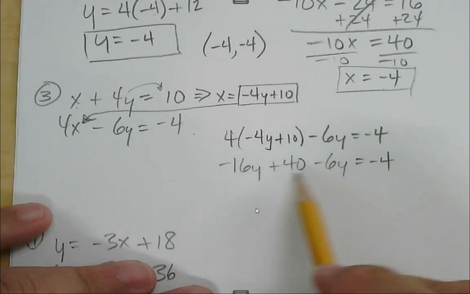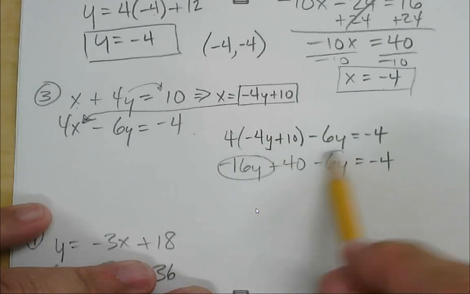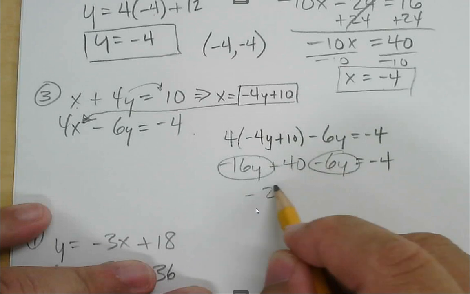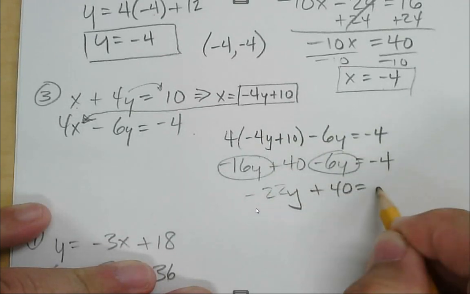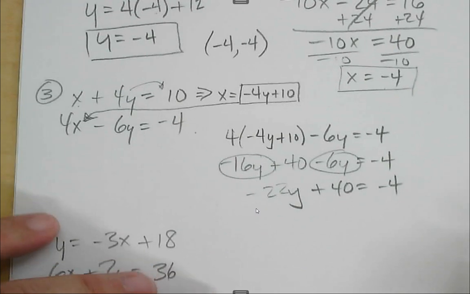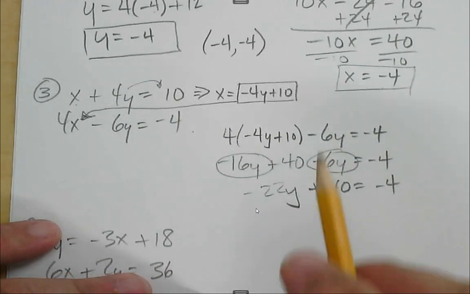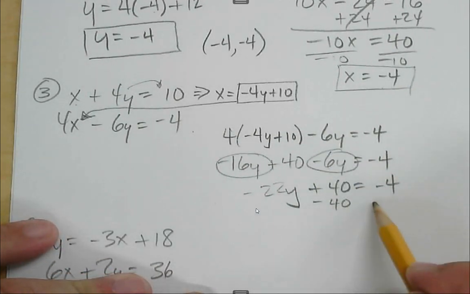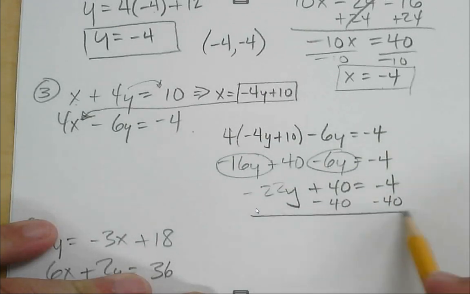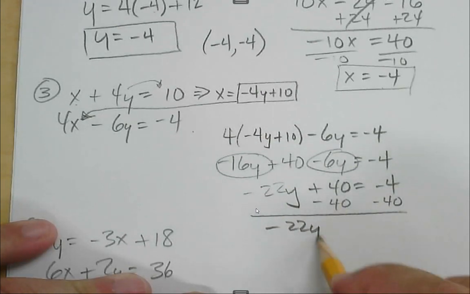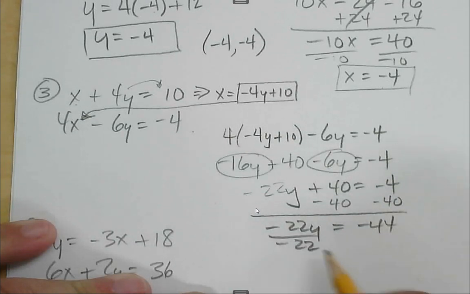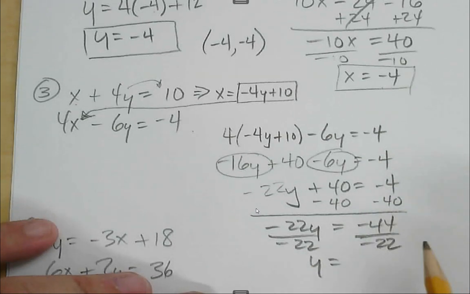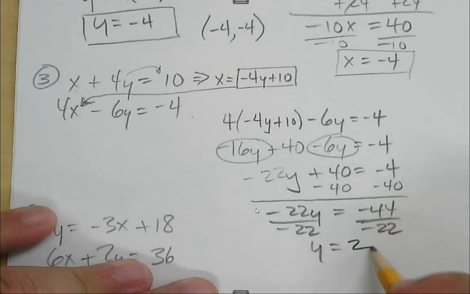So I got negative 16y and negative 6y. Those are like terms. That means negative 22y plus 40 equals negative 4. And let's see. I'm going to have to subtract 40 from both sides. So I end up with negative 22y equals negative 44. Divide by negative 22 on both sides. And I get y equals 2 for that answer.